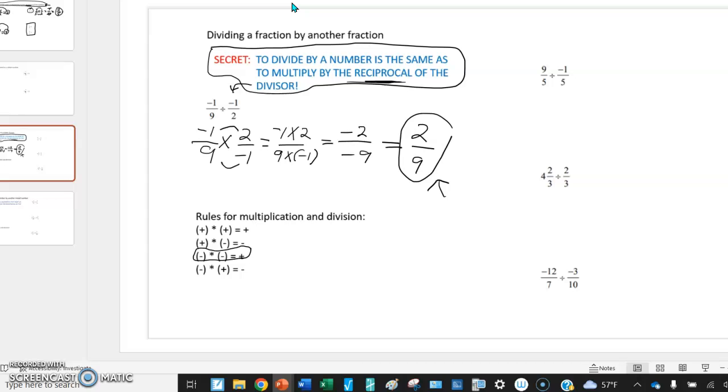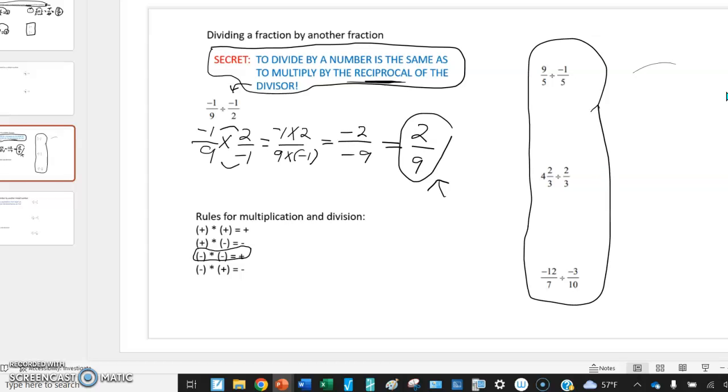I hope it helps, and we'll stop it here. Oh, I forgot, sorry. You want to pause the video and practice on this problem here. That's the only way that you will better your math.